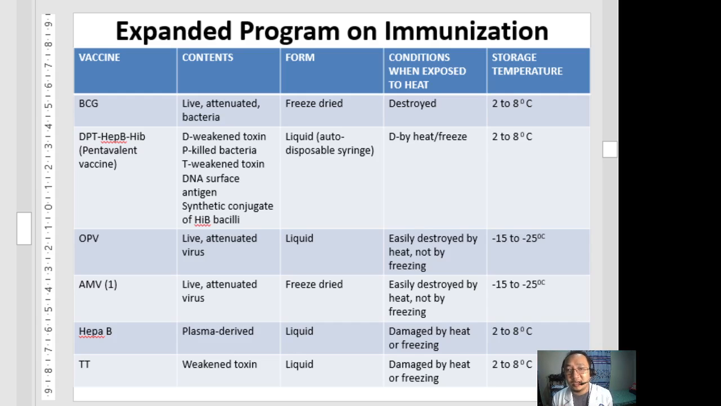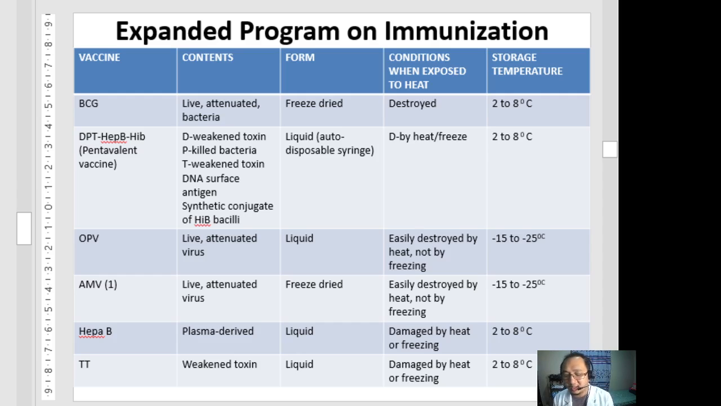This is a live attenuated bacteria, freeze dried one. This is the powder form, and when exposed to heat, it is destroyed. So it should be stored in a temperature of 2 to 8 degrees Celsius.